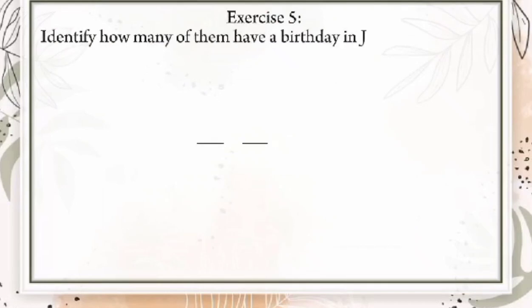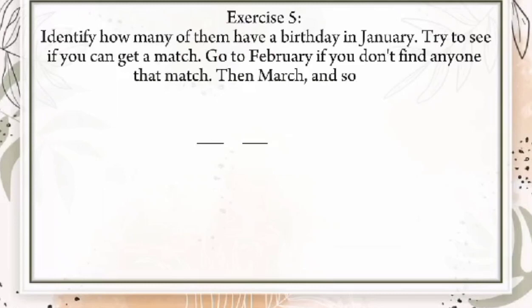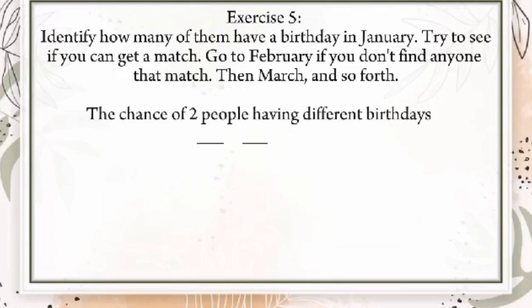Exercise number 5. Identify how many of them have a birthday in January. Try to see if you can get a match. Go to February if you don't find anyone that matches. Then March, and so forth.